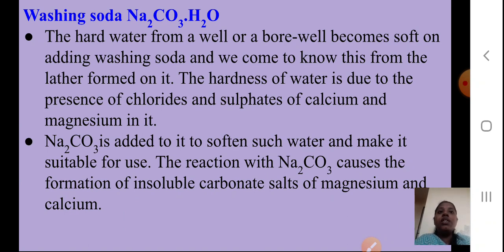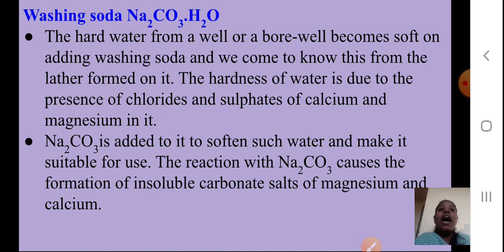That is Na2CO3.H2O. The hard water from the well or a bore well becomes soft on adding washing soda, and we come to know this from the lather formed on it. Okay, so hard water from the well, the well water or bore well water is hard water. It will become soft when you add washing soda to it.